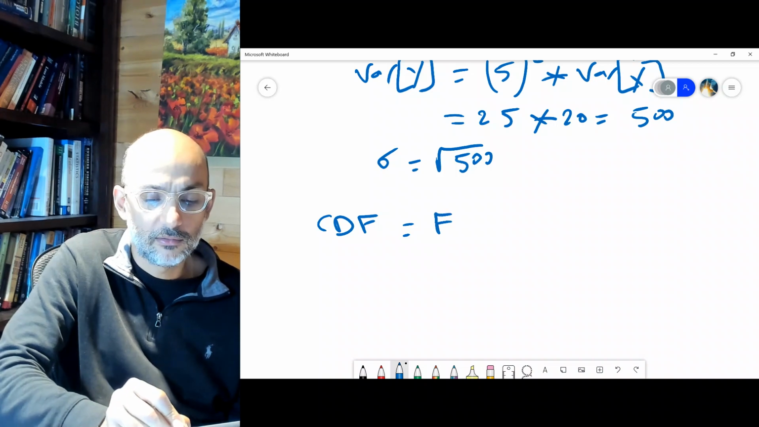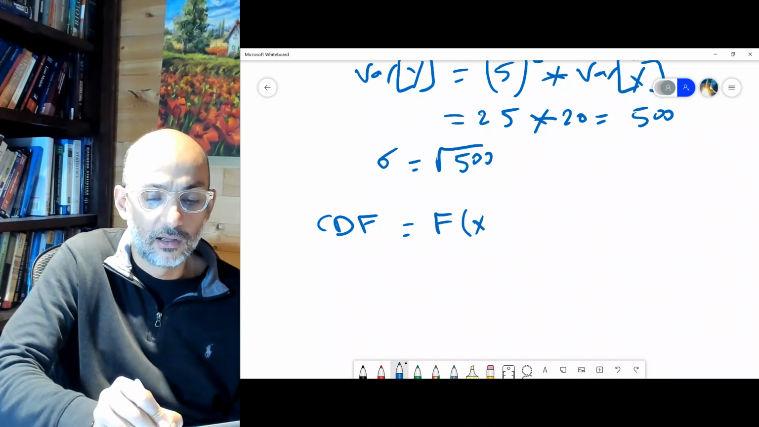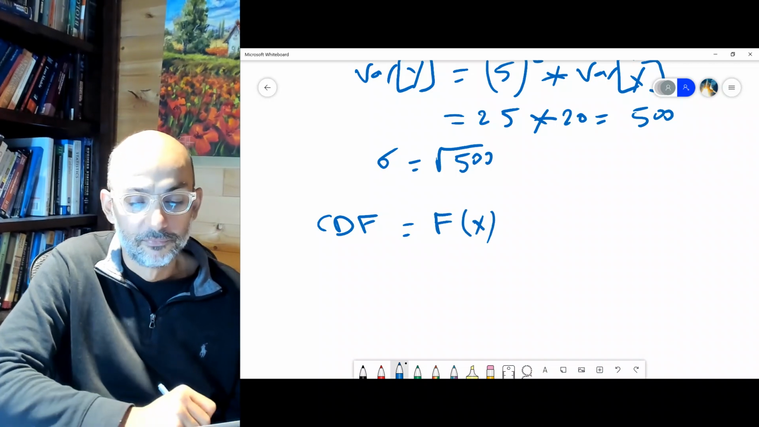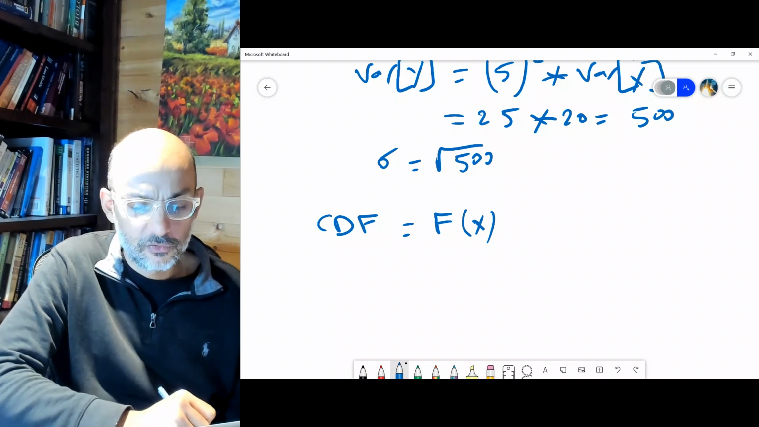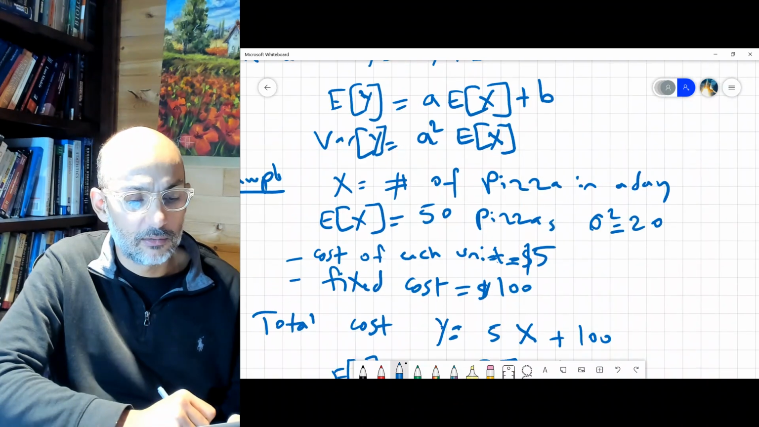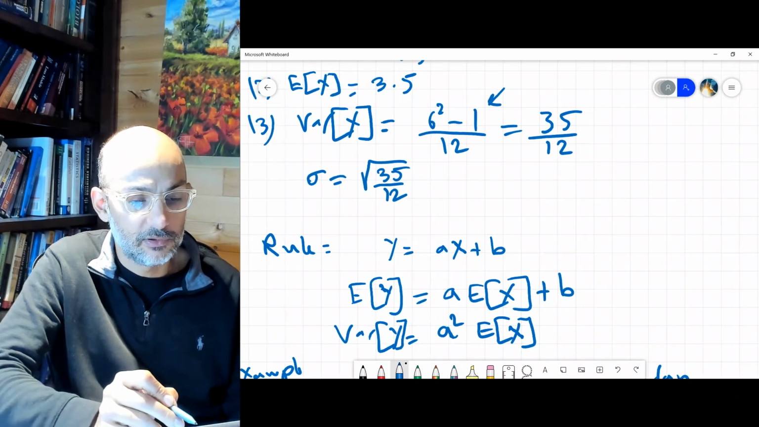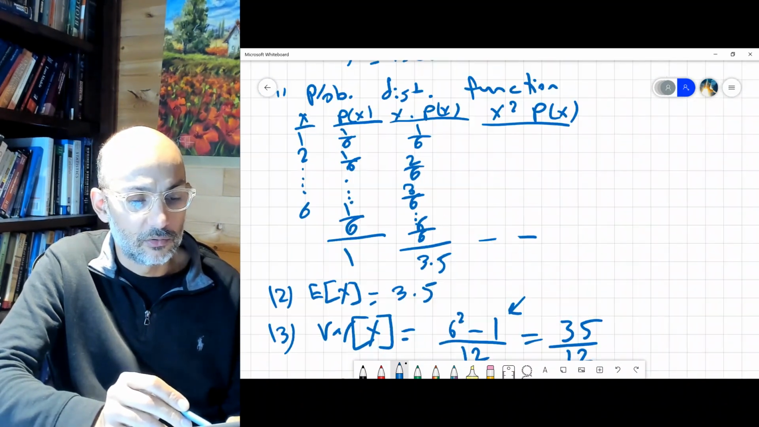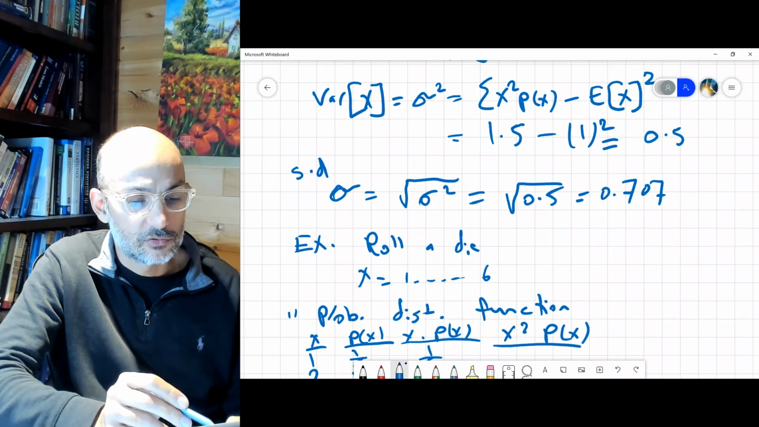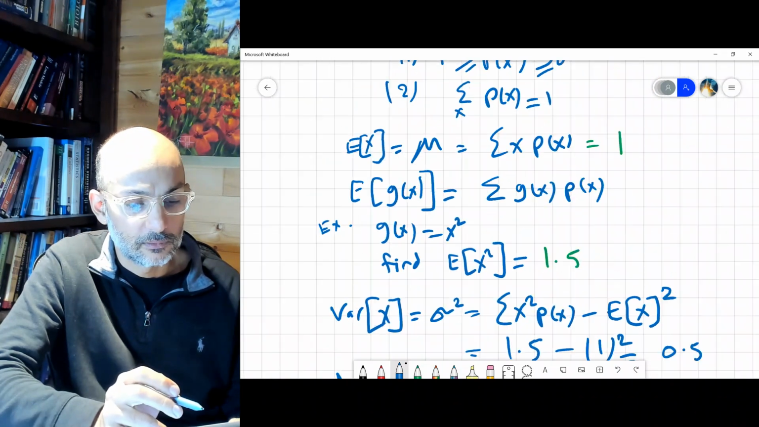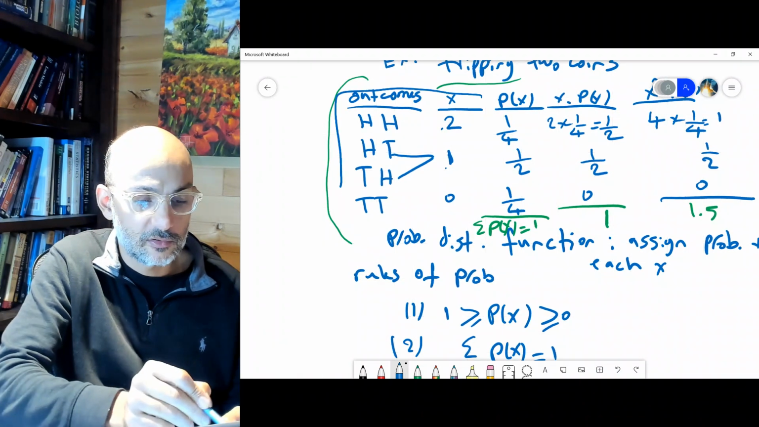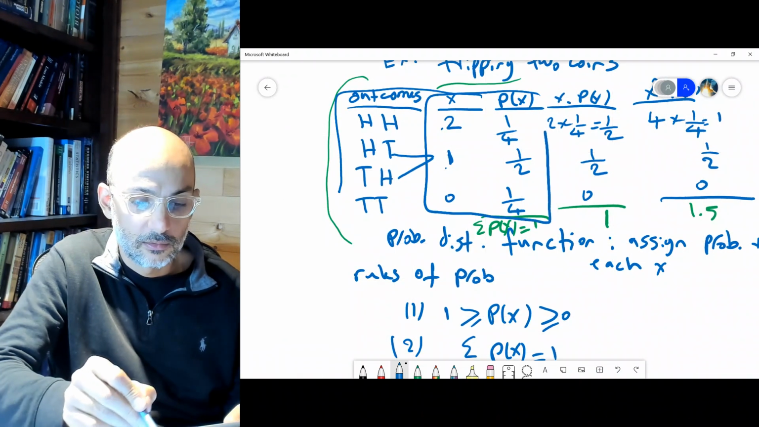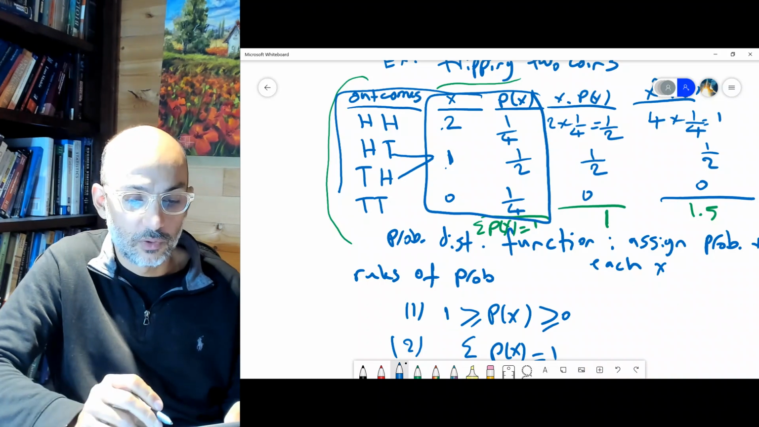we write it as F of x, with a capital letter F. It's the cumulative distribution function. So if you go back to our friend here, the same example, the first one, flipping 2 coins, right? If you go back to flipping 2 coins, we take this distribution here. Remember, it's 1/4, 1/2, 1/4.